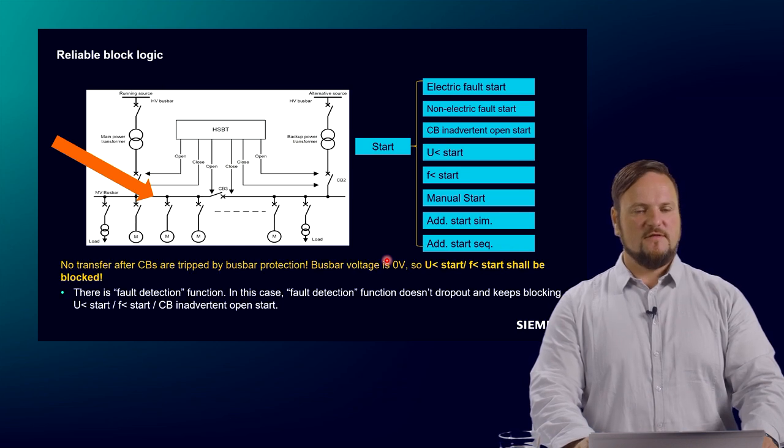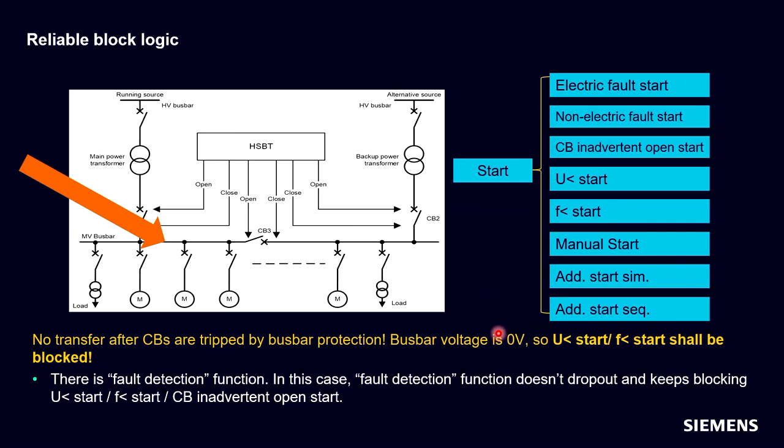For the next topic, we can also use the fault detection I mentioned, and this fault detection blocks the HSBT function until the trip is cleared. This works for the undervoltage, underfrequency, and CB inadvertent open start conditions. So that means if we have a fault on the busbar, the HSBT device is blocked because we can't transfer the load from the faulty busbar to the healthy system.